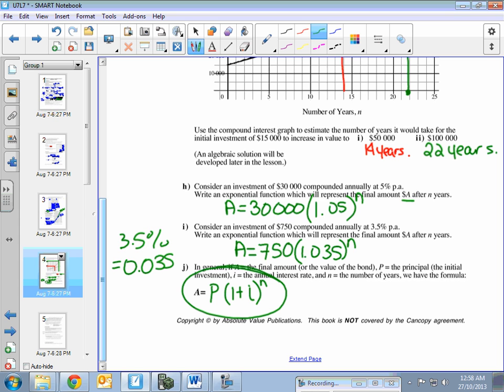Okay, so compound interest formula, you should be able to do roughly questions 1 to 7 right now if you do have time left. If not, we can work on them on Wednesday.